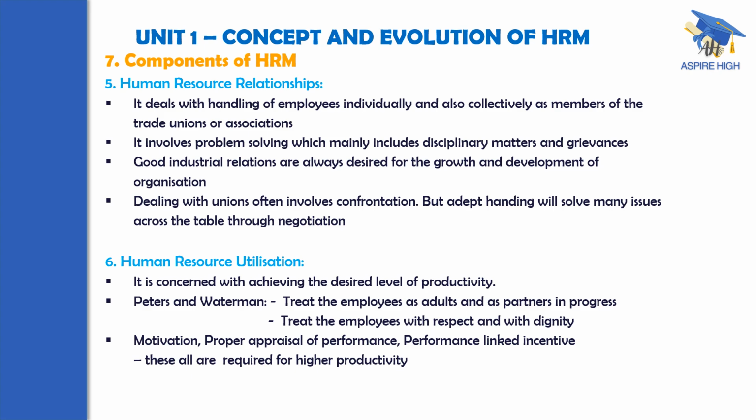The next component, the sixth one, is human resource utilization. It is concerned with achieving the desired level of productivity. Higher productivity, the desired level of productivity, is always definitely an important objective of any organization, no exception. In this context, we refer to Peters and Waterman, their statement stating that treat the employees as adults, treat the employees as partners in progress, treat the employees with respect and with dignity.